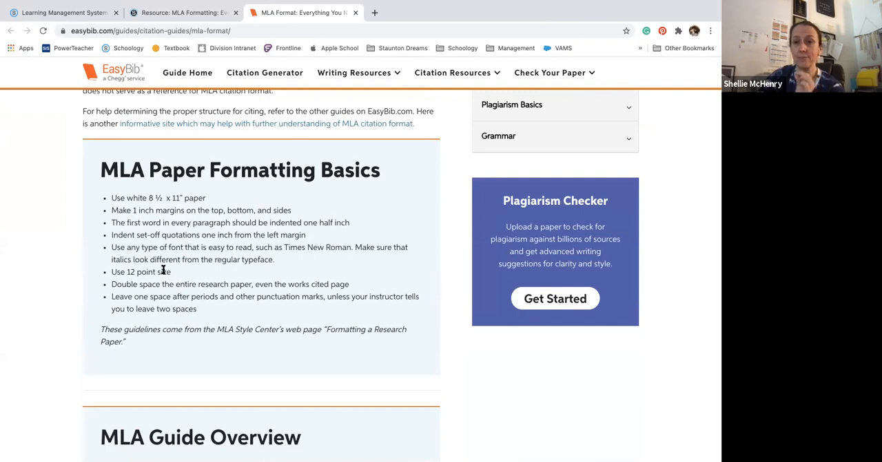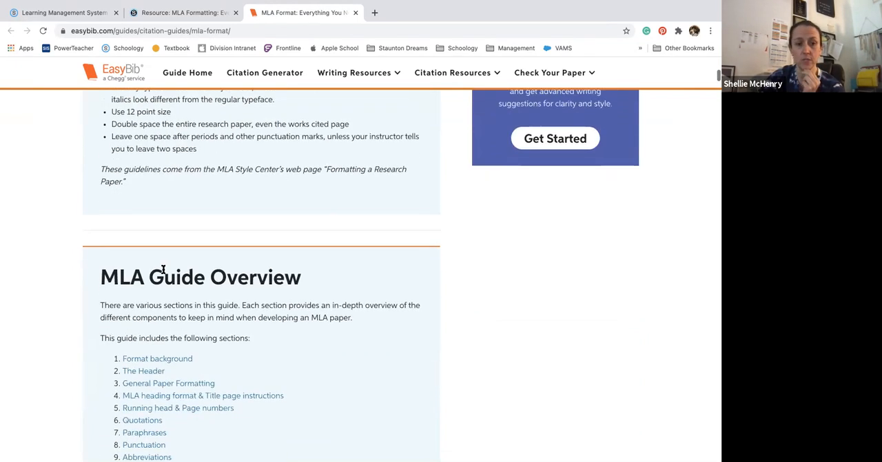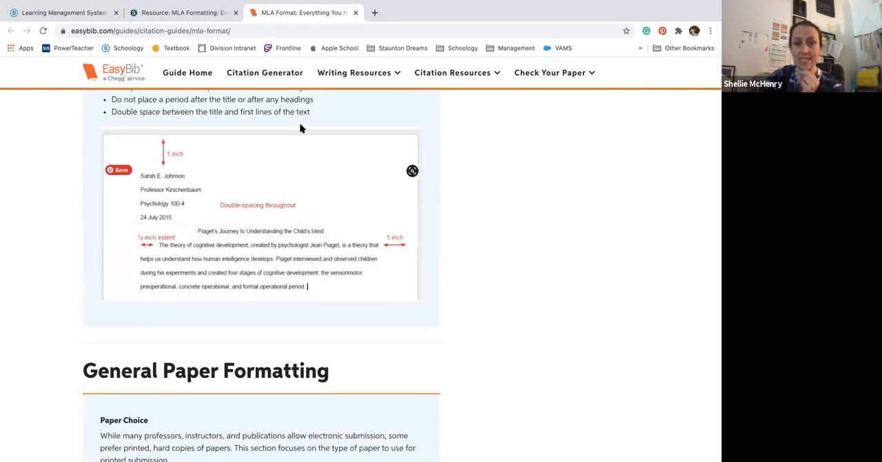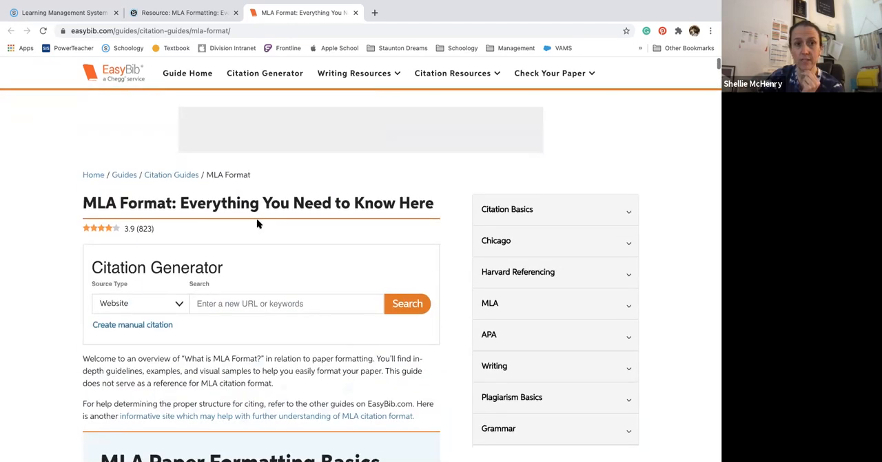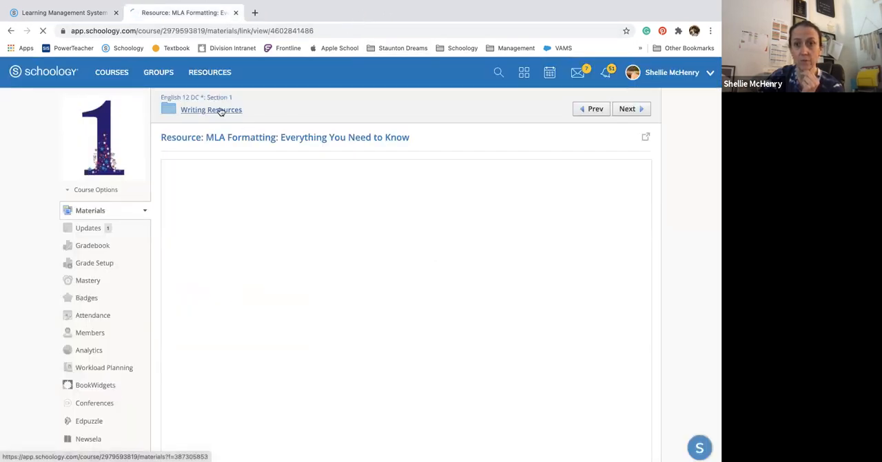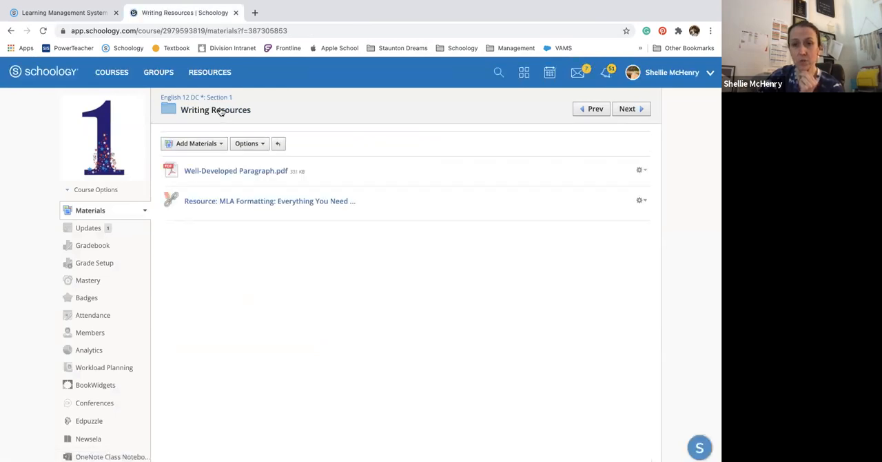12 point Times New Roman double space is the basic foundation that you have been taught and should be using. And then if you come down here, it even has a sample heading. Your essay should always have a heading and a title. So all of this can be found on that link that I have included for you in the writing resources folder. So saw too many papers first time around that were not MLA format. It's going to cause you deductions this time. So make sure you're viewing that.